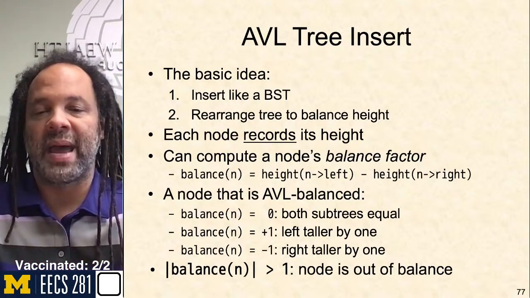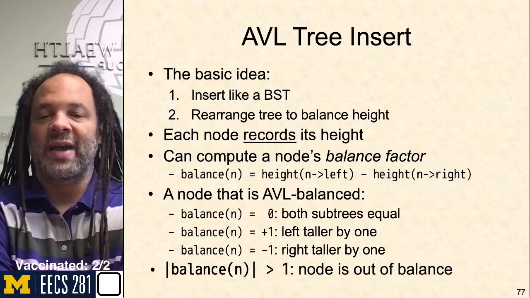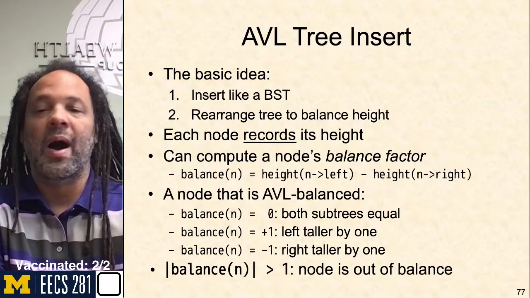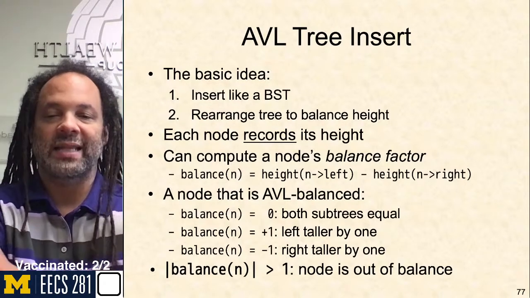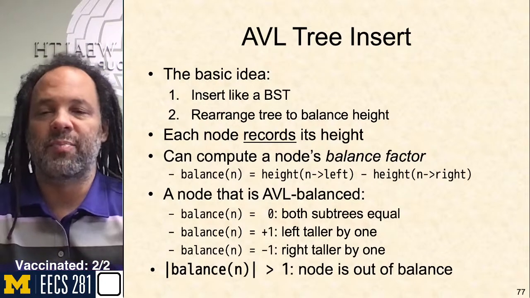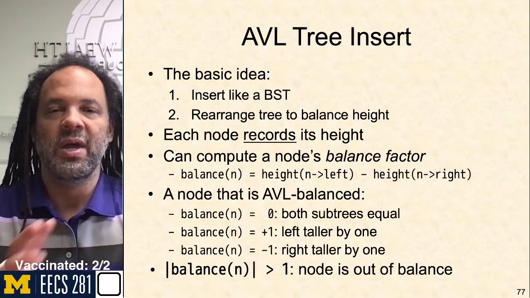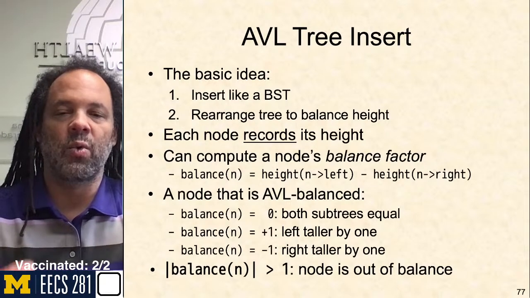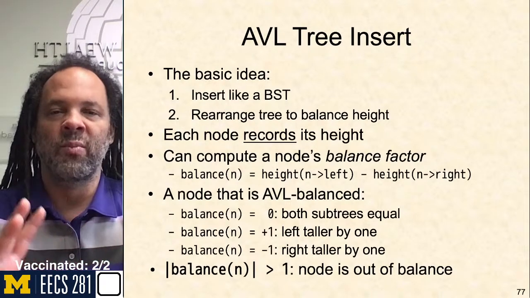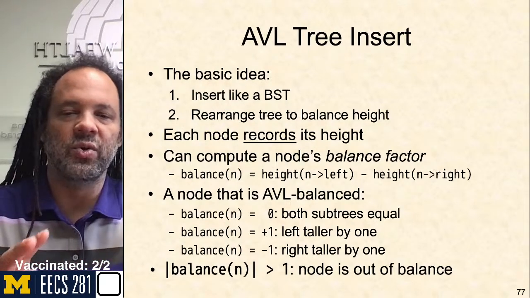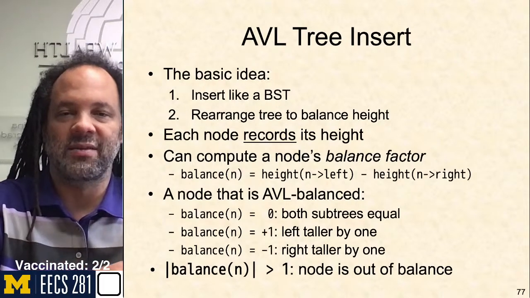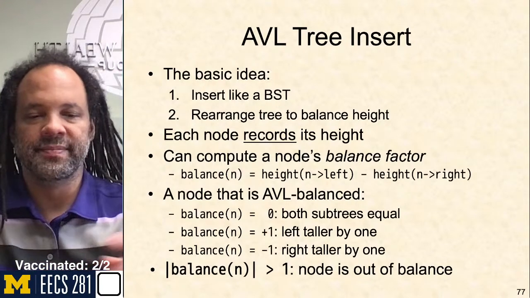It's only when our balance goes beyond that, when we've got a +2 or a -2, that we say it's out of balance. And we never get beyond +2 or -2 because every time we do an operation, we fix it right away. So if it's perfectly balanced 0, 1, or -1, one more insertion can only take us to -2 or +2 if we're going to be out of balance.